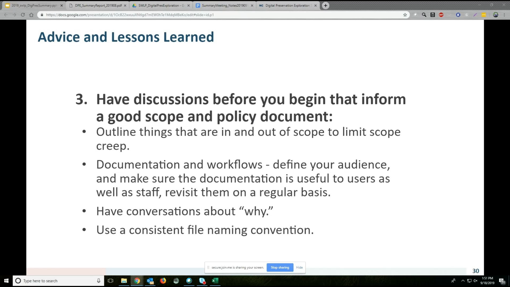Maintaining documentation and workflows where you define your audience and make sure that documentation is useful to the people who are actually using it, and you revisit that on a regular basis. Have conversations about why.